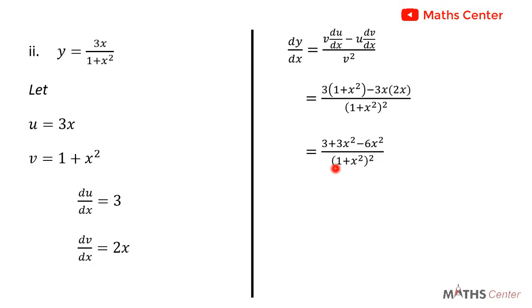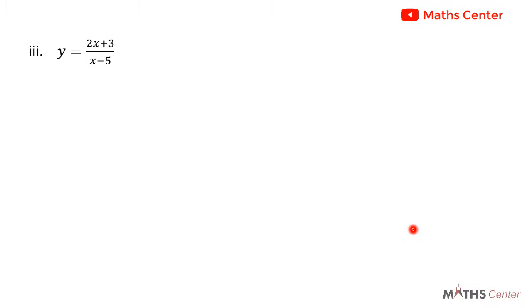And then on the denominator, you have 1 plus x squared squared. And this gives us 3 minus 3x squared divided by 1 plus x squared squared. Let's consider the next example.